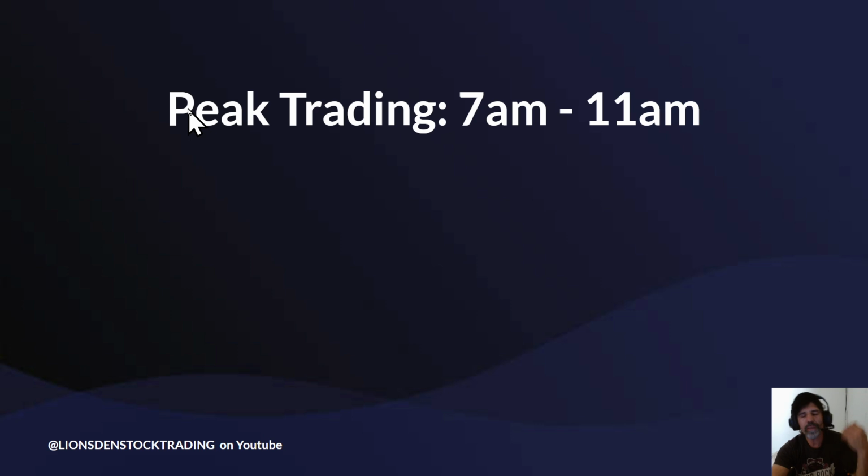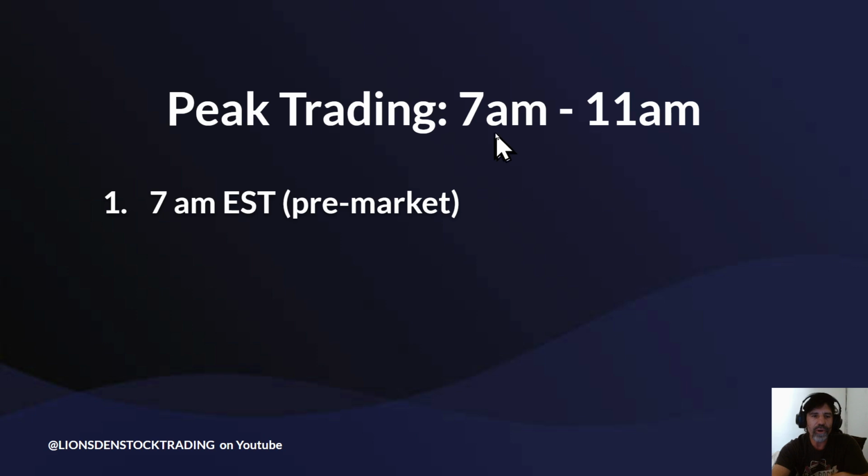So timing and trading is very important, and peak volume happens between 7 a.m. Eastern Standard Time and 11 a.m. Eastern Standard Time. Now that's not set in stone either, because a stock can go up after hours. It can go up late in the day. There's always exceptions, but in general, this is where most of the market action happens. So 7 a.m. is actually prior to regular market hours. The regular market opens at 9:30 a.m. Eastern Standard Time, so that's 2.5 hours pre-market.